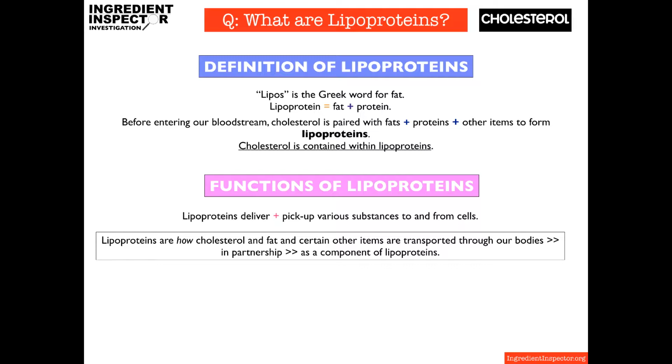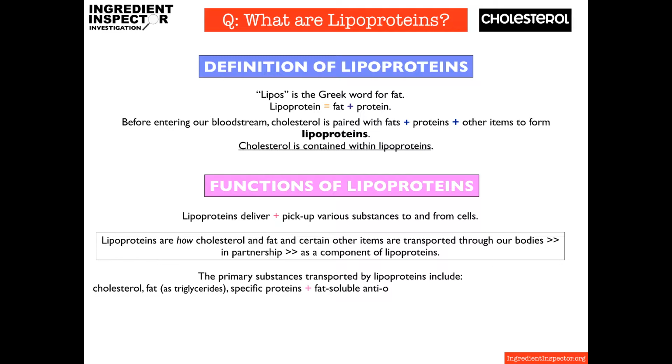Lipoproteins are how cholesterol and fat and certain other items are transported through our bodies in partnership or as a component of lipoproteins. The primary substances transported by lipoproteins include cholesterol, fat as triglycerides, specific proteins, and fat-soluble antioxidant vitamins such as A, D, E, K, and CoQ10.